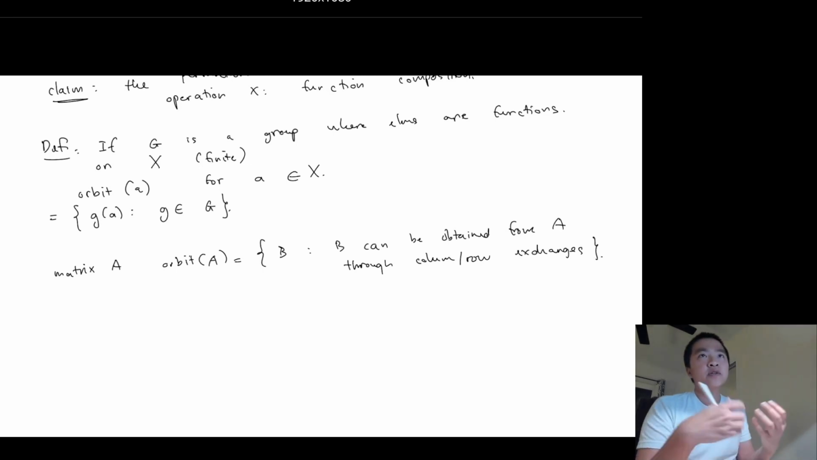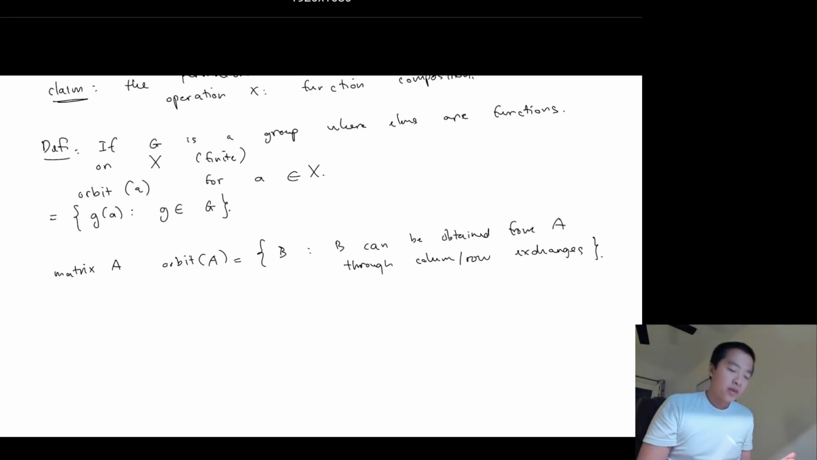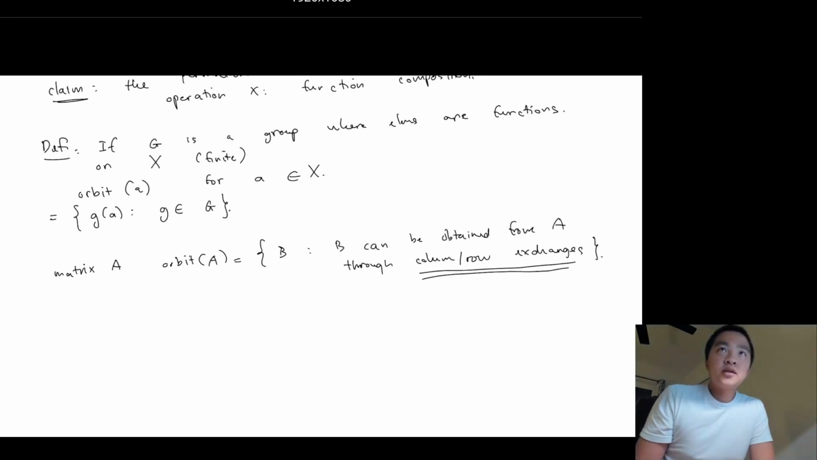Okay, so the orbit of an element is all possible values we get if we apply the functions in that group to that element. Here, this group is just the permutations corresponding to all possible column and row exchanges.